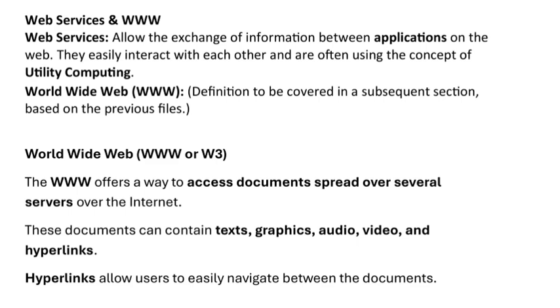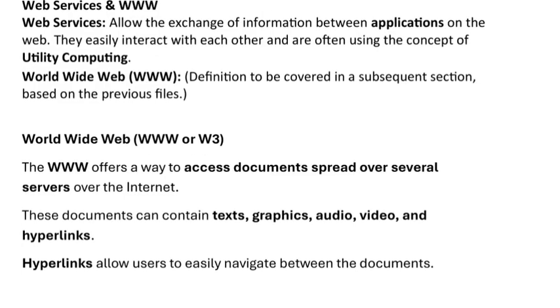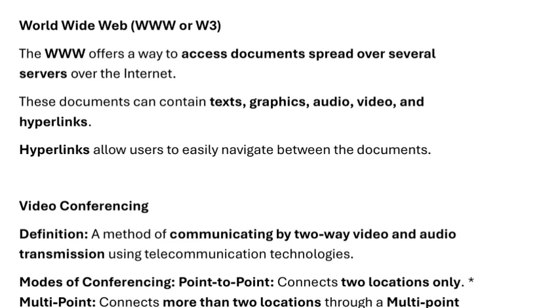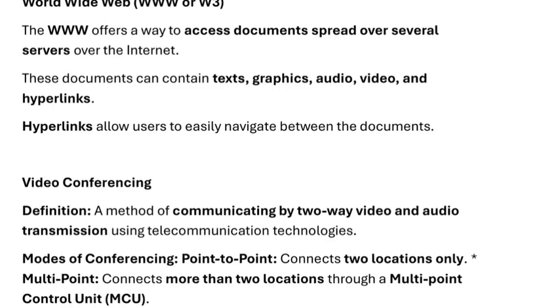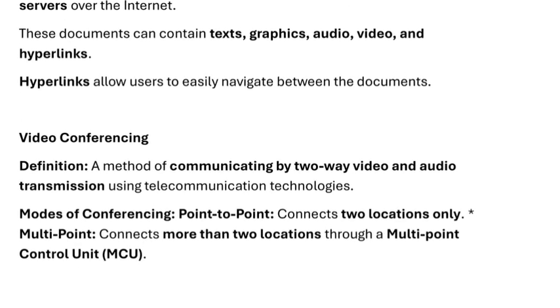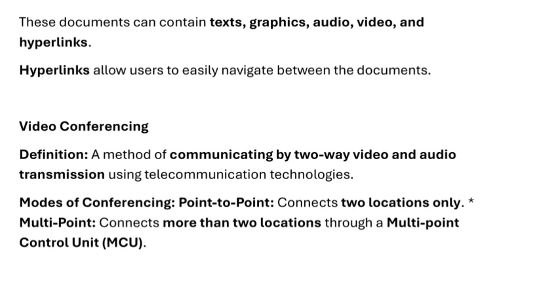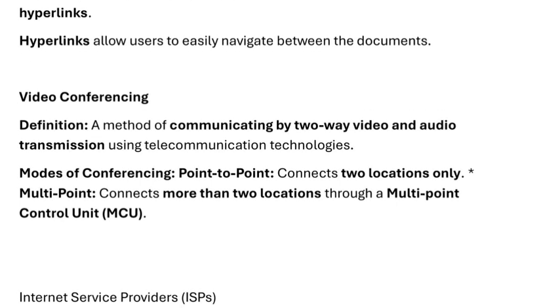Web services allow the exchange of information between applications on the web. They easily interact with each other and often use the concept of utility computing. World Wide Web, WWW, definition to be covered in a subsequent section. The WWW, or W3, offers a way to access documents spread over several servers over the Internet. These documents can contain texts, graphics, audio, video, and hyperlinks. Hyperlinks allow users to easily navigate between the documents.